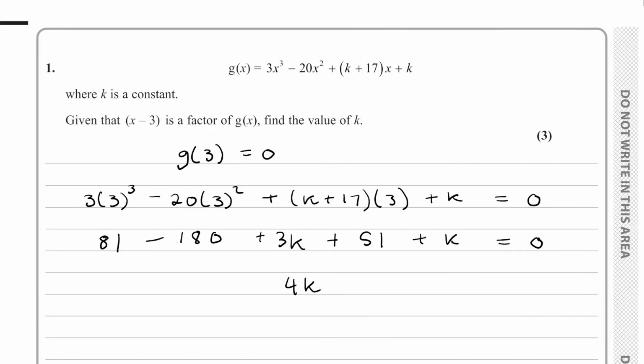Remember, you can use a calculator, but 81 and 51 is 132. 132 take away 180 is negative 48. So 4k minus 48 is equal to 0. Divide by 4. k minus 12 is 0. k is 12. k is equal to 12.